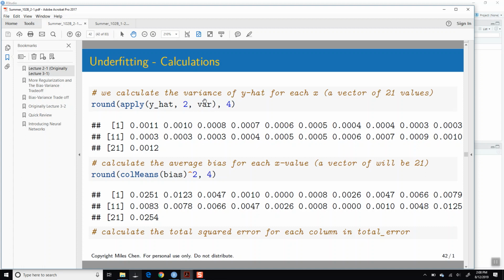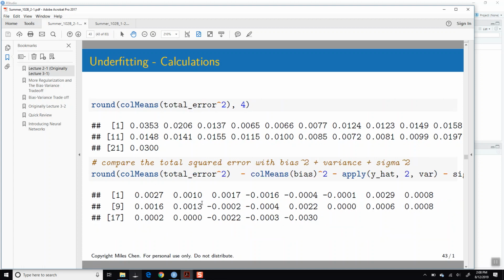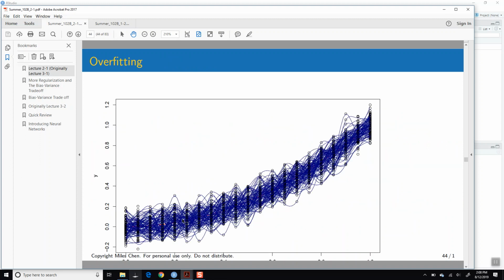Here are some calculations to show what the bias is and the bias squared and all of this stuff. All right, what's going on over here? This one is almost impossible to see.